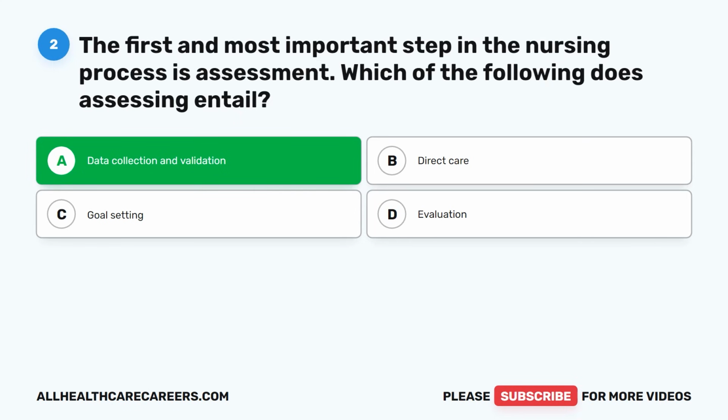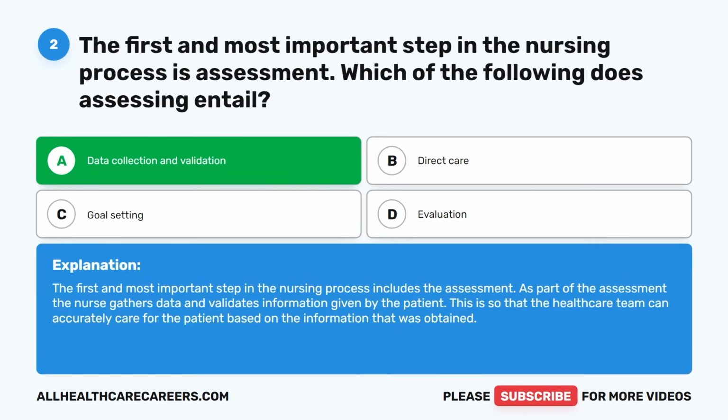Data collection and validation. The first and most important step in the nursing process includes the assessment. As part of the assessment, the nurse gathers data and validates information given by the patient. This is so that the healthcare team can accurately care for the patient based on the information that was obtained.